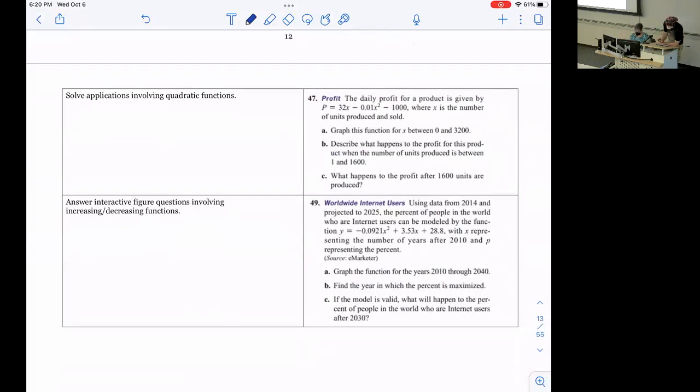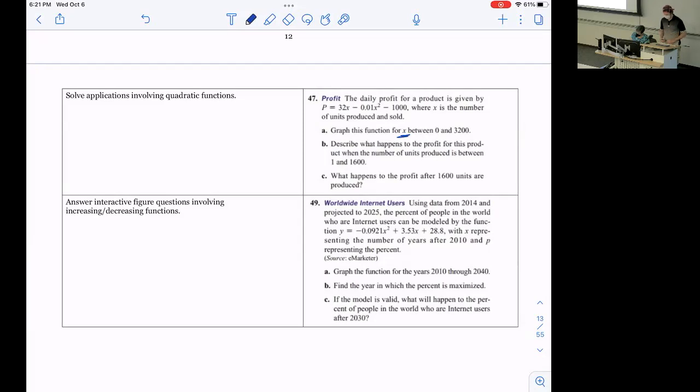So first it says graph the function for x between 0 and 3200. That gives us our window. All we have to do is plug that into our calculator, where x is between 0 and 3200. As long as we plug 0 and 3200 into that graph, it'll give us our function. We may have to adjust the y a little bit because it may go up really steep or not. That's just something you have to mess around with.